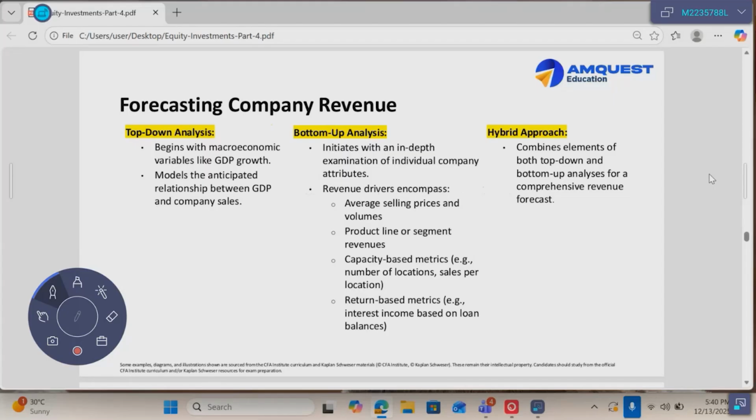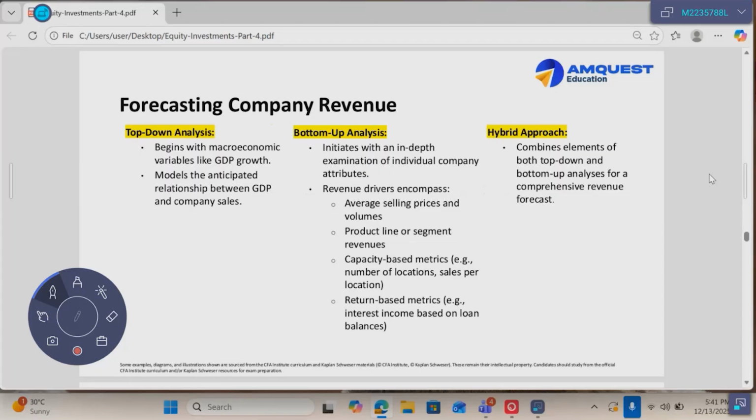Hybrid approach combines both top down and bottom up to find out, okay, these are some factors I'll take from top down, and these are some of the factors which I'll take from the bottom up analysis. So let's take the example of top down analysis. If I'm analyzing an automobile industry, I'll probably need to analyze some economic factors.